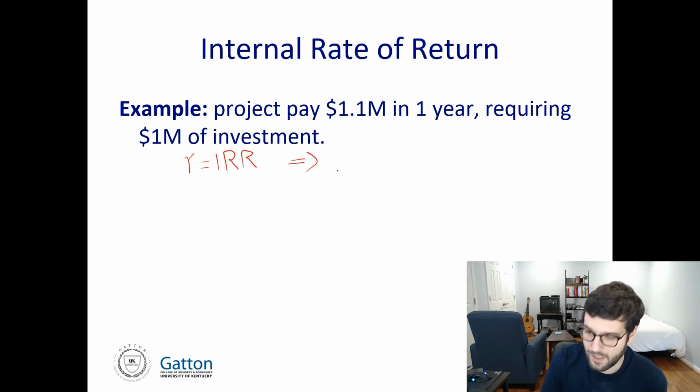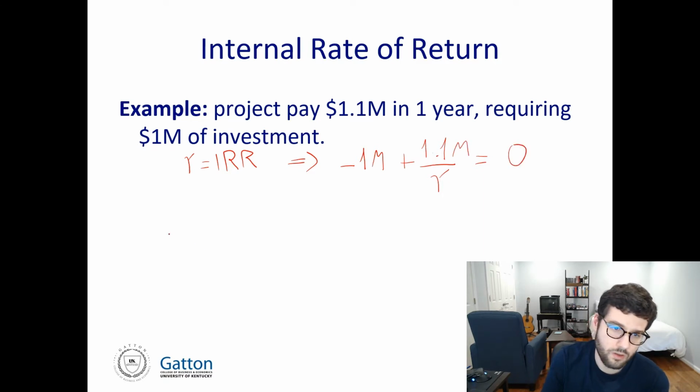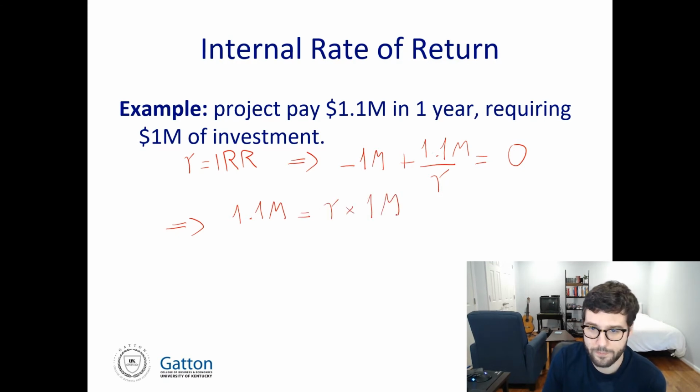So this is going to imply that the NPV of this project is zero. So the NPV of this project is going to be minus 1 million, which is your initial investment, plus $1.1 million in 1 year, divided by R, and this should be equal to zero. Okay, so this is going to imply that 1.1 million is equal to R times 1 million.